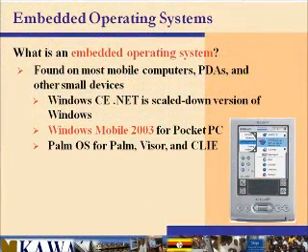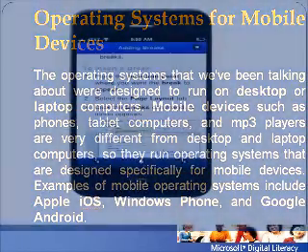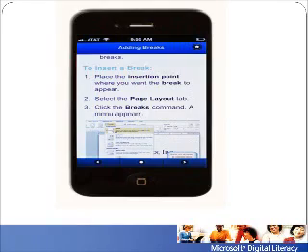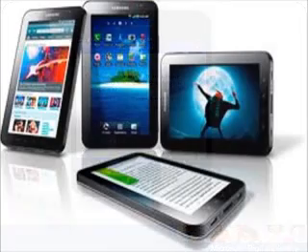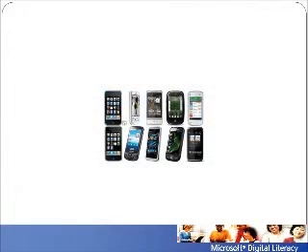Lastly, let's look at operating systems for mobile phones. The operating systems that we have been talking about were designed to run on desktop or laptop computers. Mobile devices such as phones, tablet computers, and MP3 players are very different from desktop and laptop computers. So they run operating systems that are designed specifically for mobile devices. Examples of mobile operating systems include Apple iOS, Windows Phone, and Google Android.